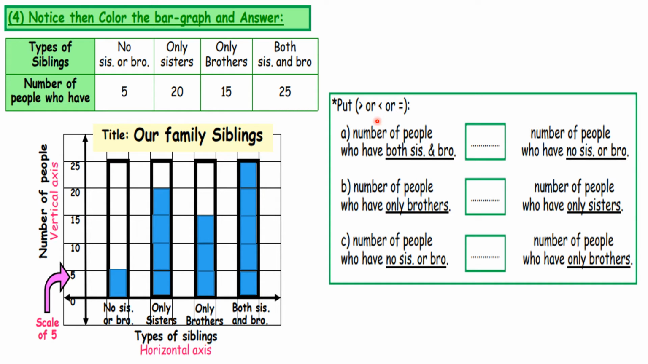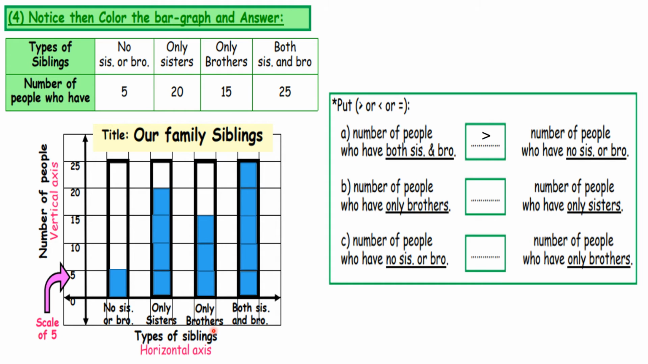Here I want to compare between the number of people who have both brothers and sisters and the number of people who have no brothers and sisters. To compare between 2 columns or to compare between 2 items in a graph, I look at the highest column of them. The higher one represents the bigger number. So both brothers and sisters is greater than no brothers and sisters. So I put here greater than.